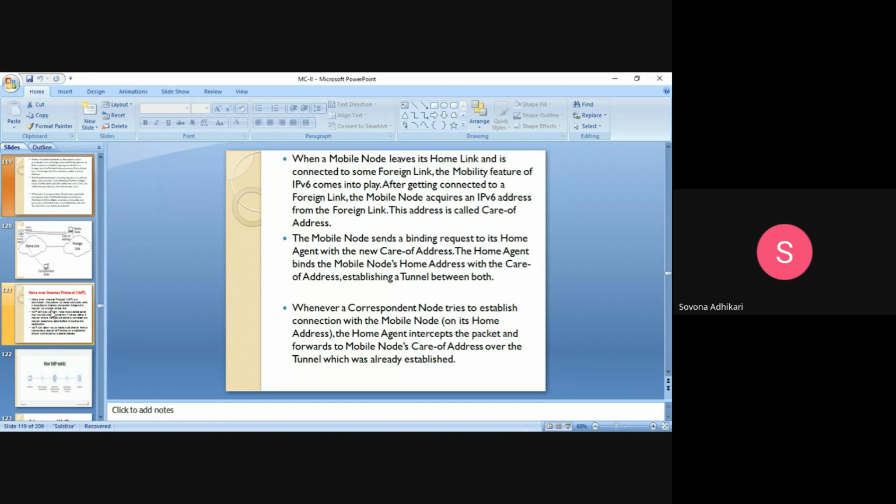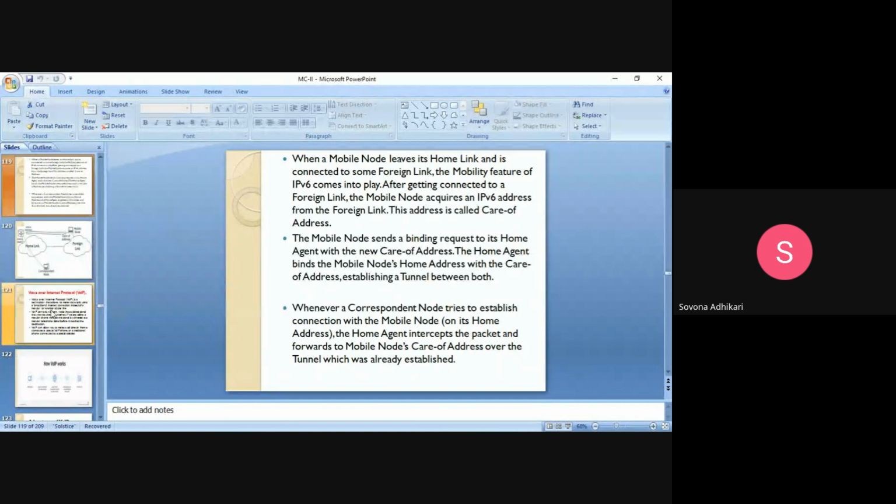So there should be a map. There should be a binding with the care of address, establishing a tunnel between both. We already know what tunneling is. So using that tunneling, the mobile node and home address bind. That is, the home agent knows the new address, the care of address, for the mobile node. So if any data comes, now it does not have any problem to forward the data to the new address.